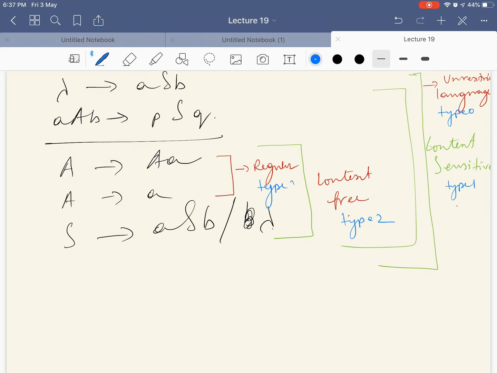So in the examination you may be asked: production rules will be given to you, and you have to find out whether the language is type 0, type 1, type 2 or type 3. Now we can say that type 3 language is a subset of type 2, type 2 is a subset of type 1, and type 1 is a subset of type 0.